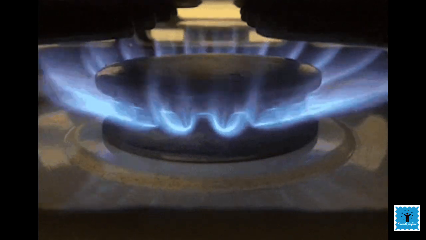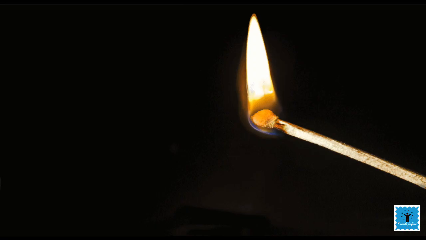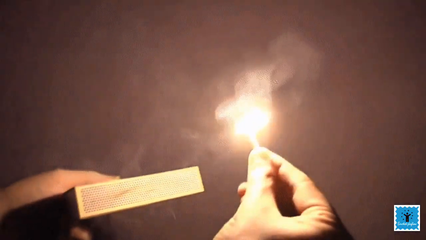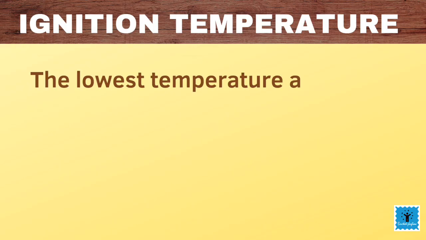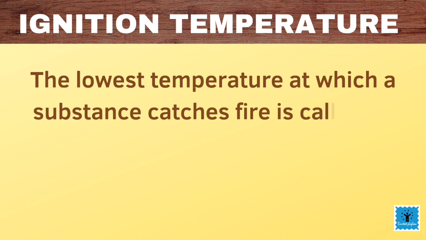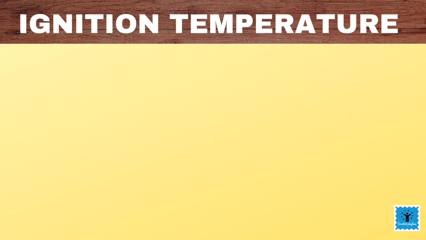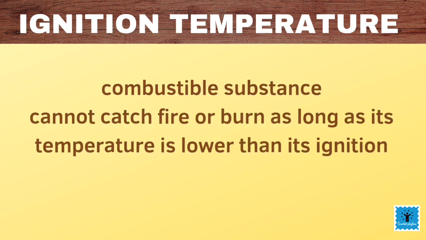Air is necessary for combustion. Any substance won't burn by itself. For example, a matchstick doesn't catch fire on its own at room temperature. To burn a matchstick, we have to first rub it on the side of the matchbox. Different substances catch fire at different temperatures. The lowest temperature at which a substance catches fire is called its ignition temperature. A combustible substance cannot catch fire or burn as long as its temperature is lower than its ignition temperature.